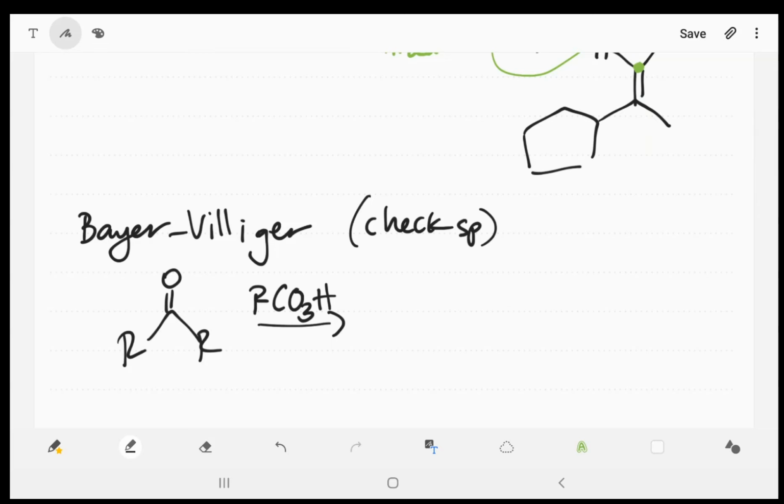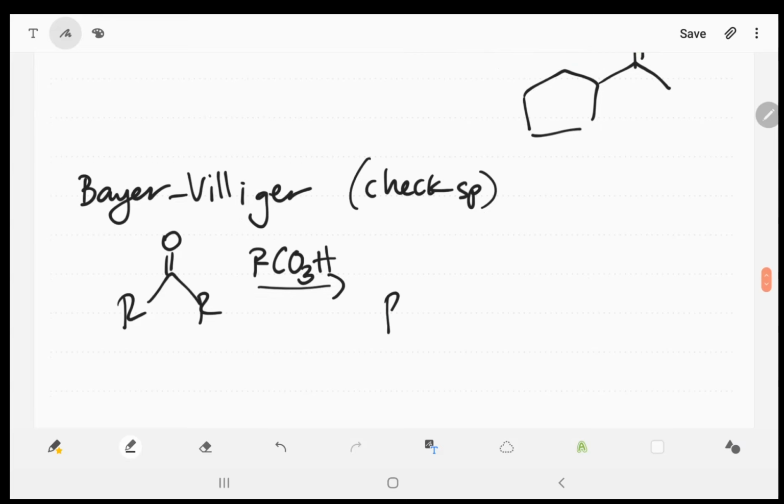Baeyer-Villiger reaction, pretty simple. Okay, cool. Simple, fairly simple reaction. What it does is it just throws an oxygen into your molecule. We don't need to worry about a mechanism for this one. So all that's going to happen is, boom, we throw an oxygen in there.